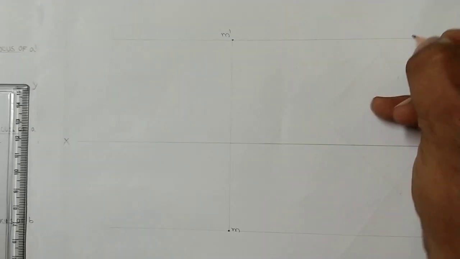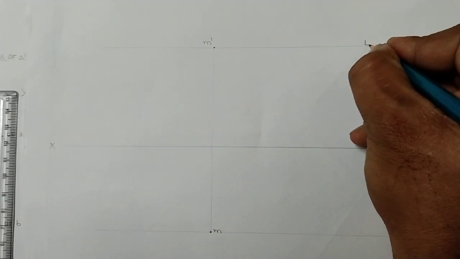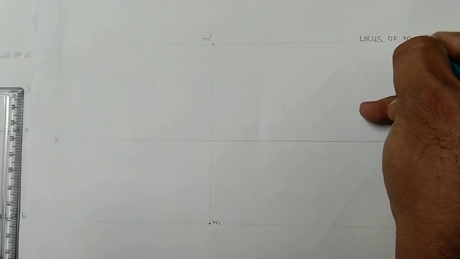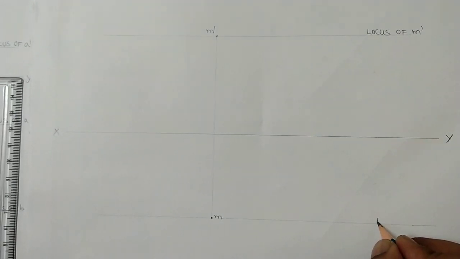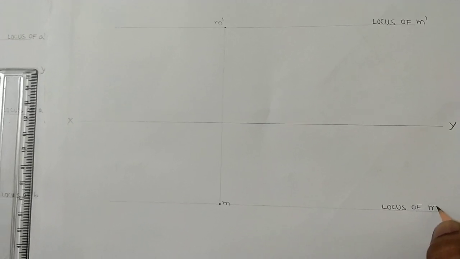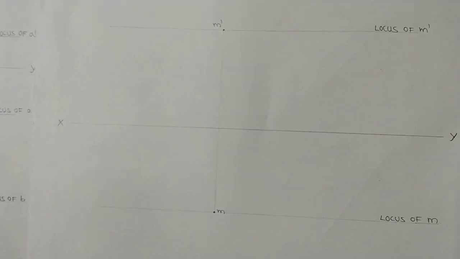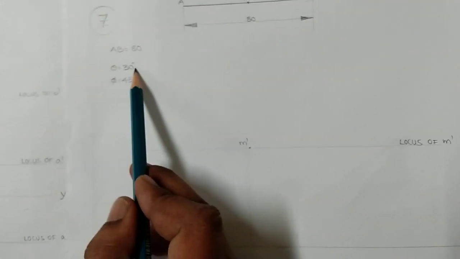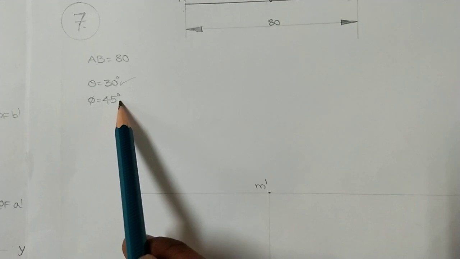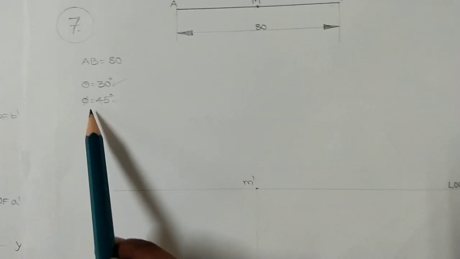So let me write it here. This is locus of m dash, and this is locus of small m. So in this way we can write it. And next once we got locus lines, we can use the inclinations with respect to the horizontal plane, that is 30 degrees. Similarly, inclination with respect to the vertical plane, that is 45 degrees.